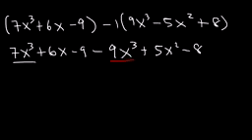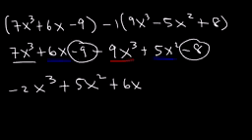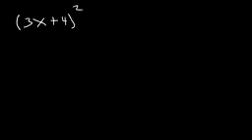So 7 minus 9 is negative 2. So we have negative 2x cubed. Now these two, they're not like terms, so we can't add them. So we're just going to write them. Positive 5x squared plus 6x. Now negative 9 and negative 8, we can combine those numbers. That's negative 17. So this is the answer. Now let's say if you were to see an expression that looks like this. 3x plus 4 squared. What is that equal to?